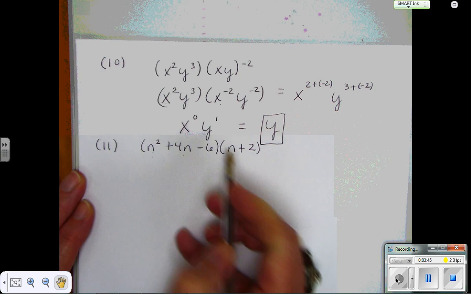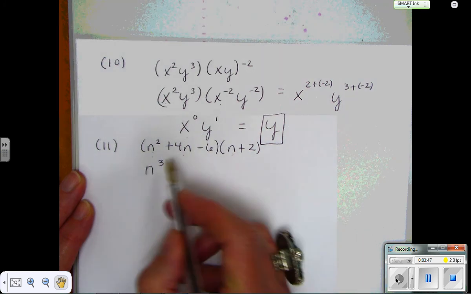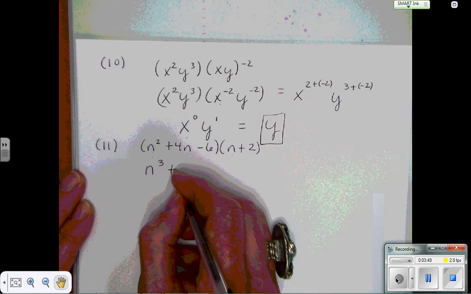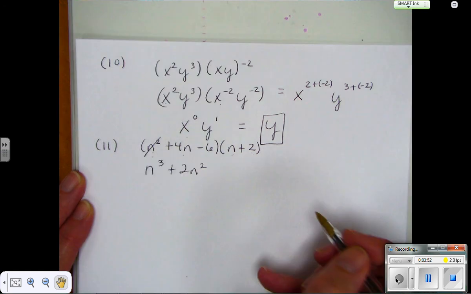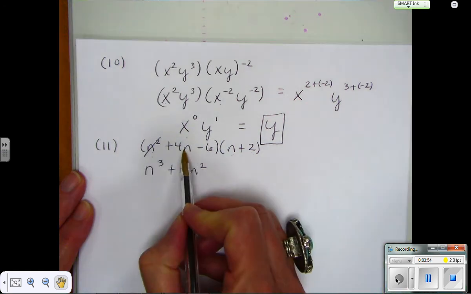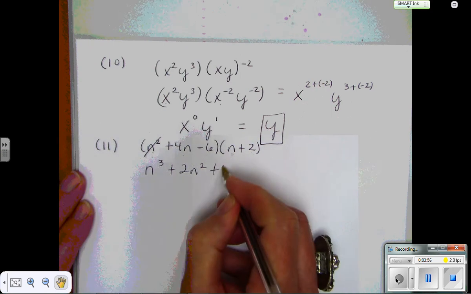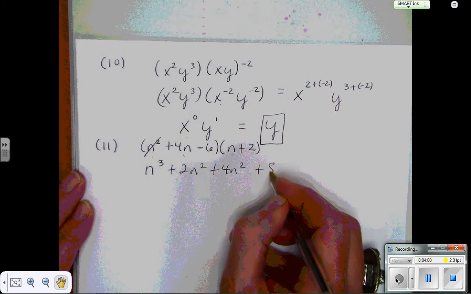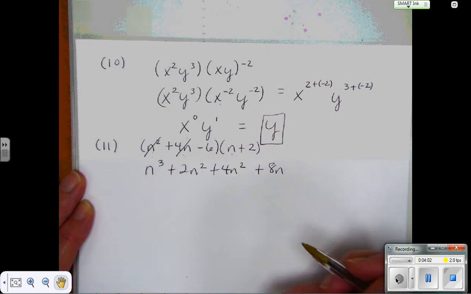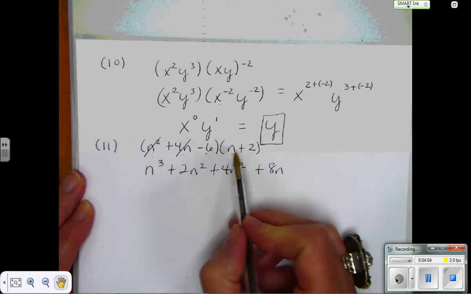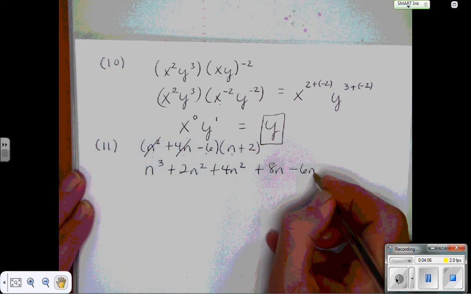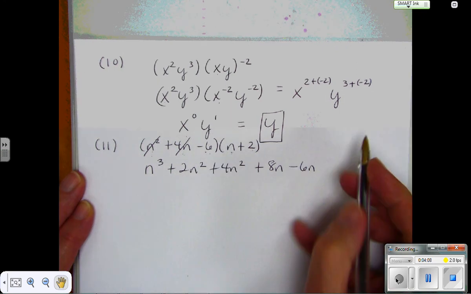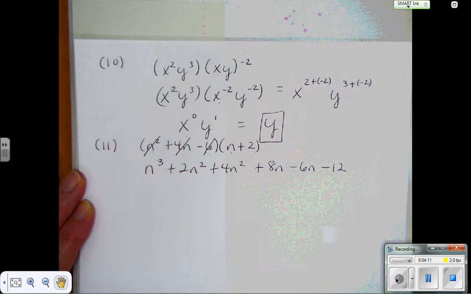n squared times n is n to the third. n squared times 2 is plus 2n squared. So I'm done with the n squared. 4n times n is plus 4n squared. 4n times 2 is plus 8n. So I'm done with that 4n. Negative 6 times n is minus 6n, and negative 6 times 2 is negative 12. So I'm done with that negative 6.